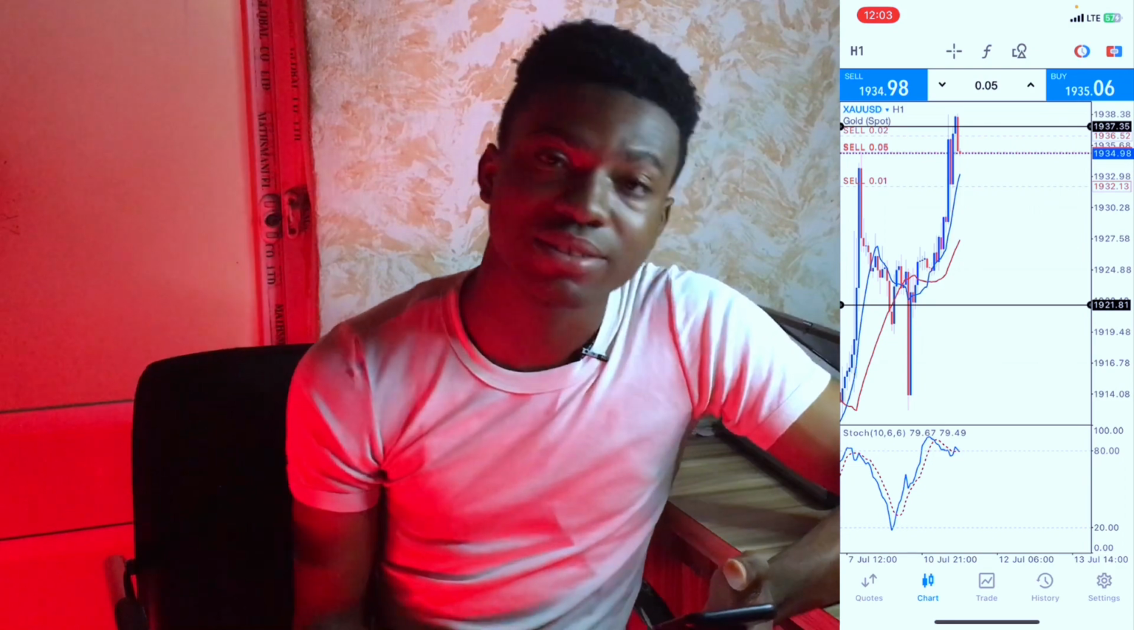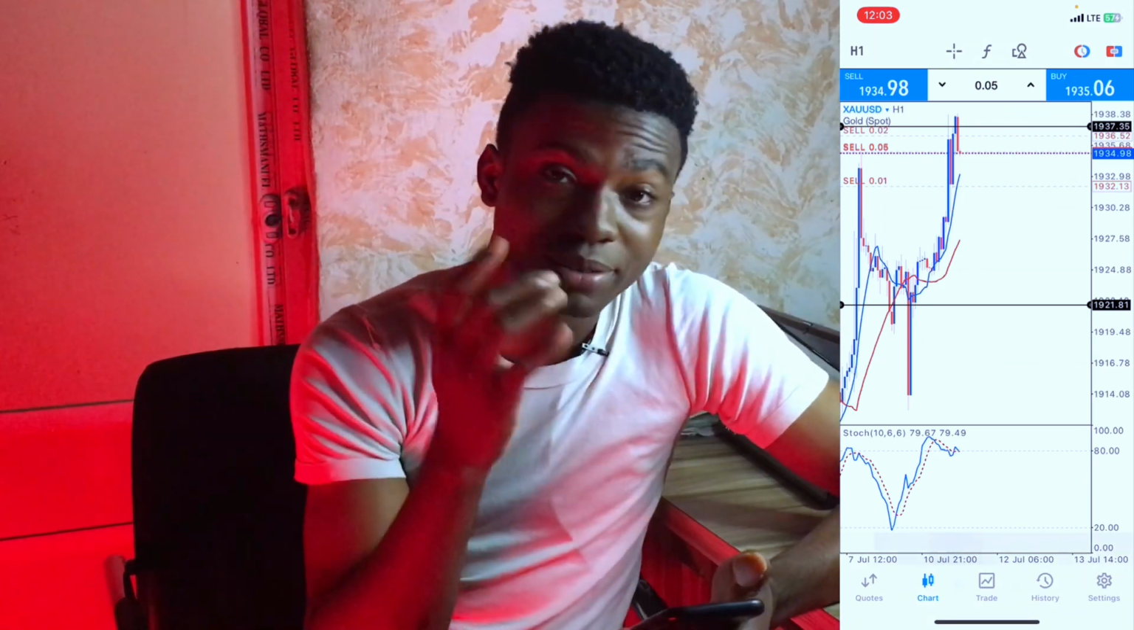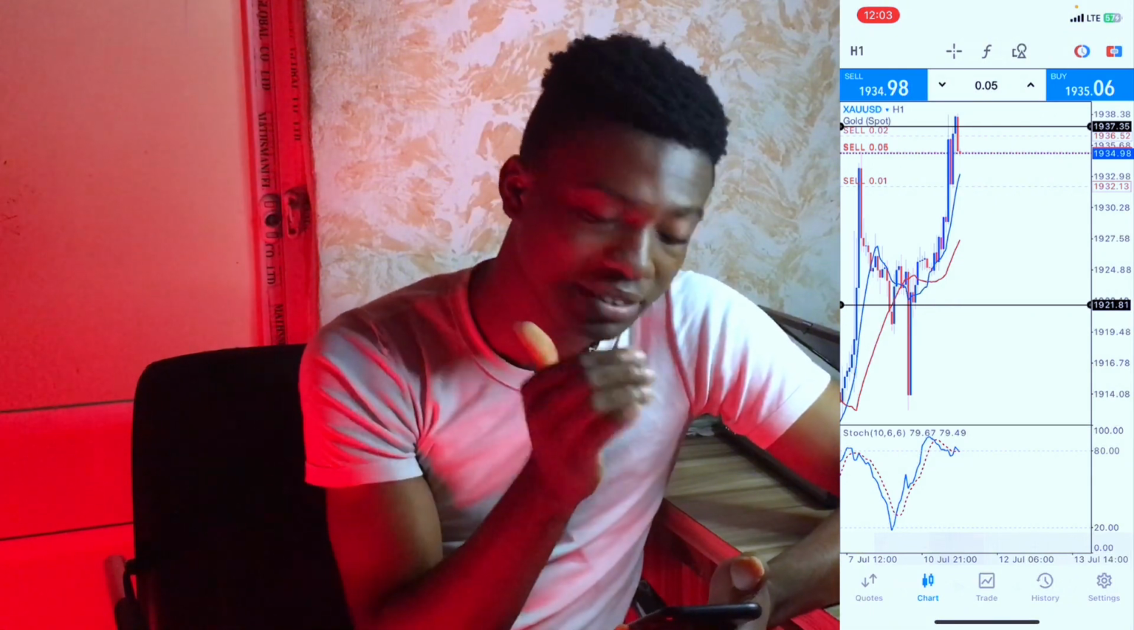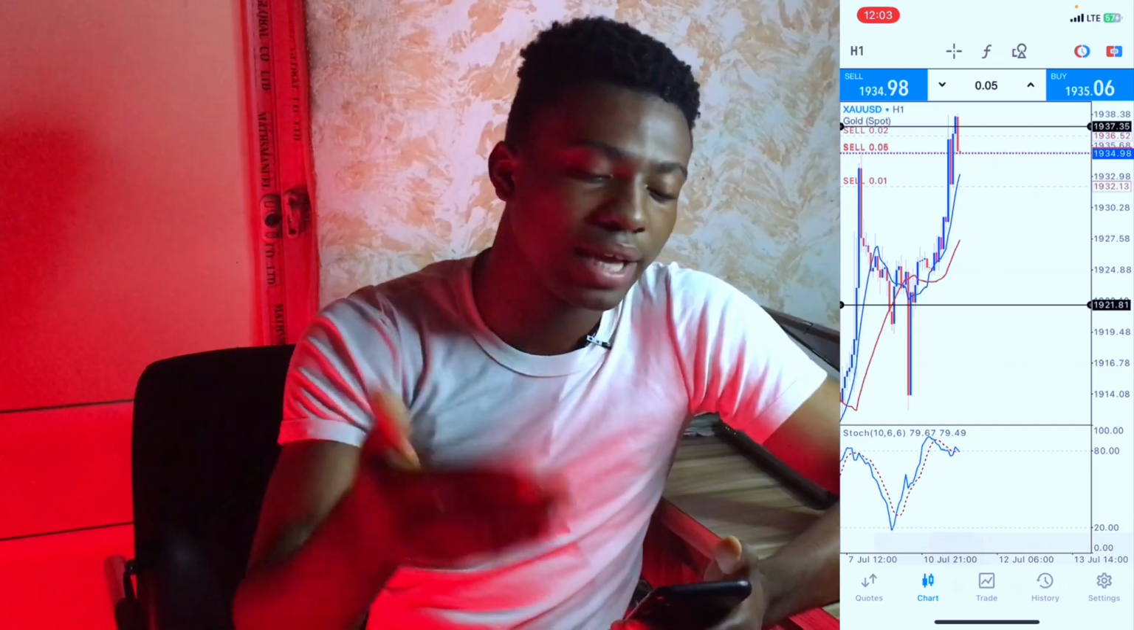So look at the stochastic. The stochastic is really at the 80. So right there, I had to place my trade. At this time, I was looking at the market in case of anything. So in case there was any breakout or anything like that in the market, it will happen heavy.